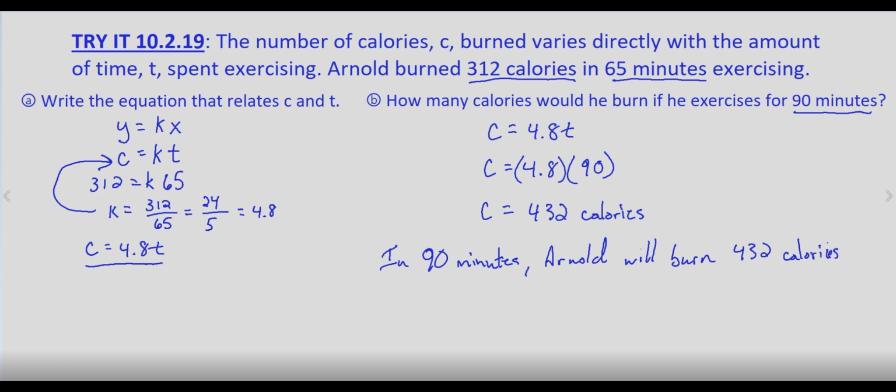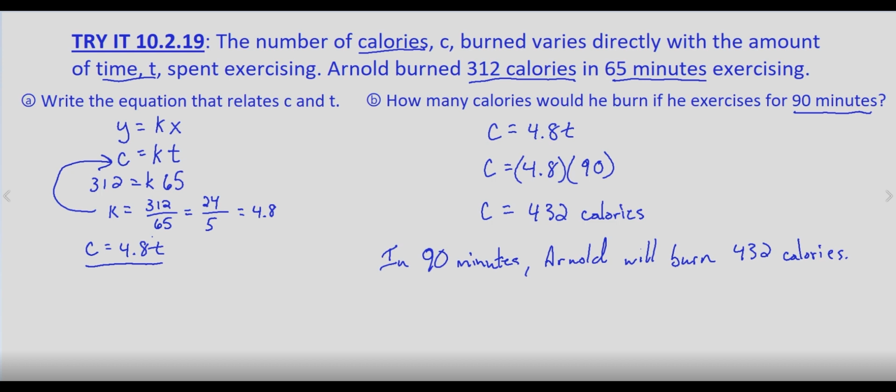So with direct variation, as we've shown in this problem, when we are asked to find an equation relating the two values that vary directly, we have to remember the form y equals kx, and then we change it by adding in the variables for the actual categories we're looking at, in this case calories and time. And then we solve for the constant of variation and then substitute that back into our equation.